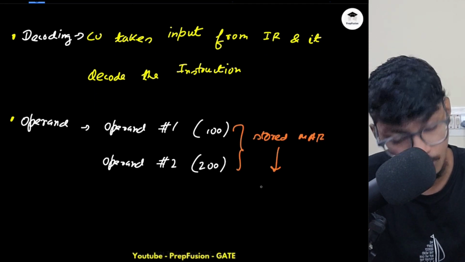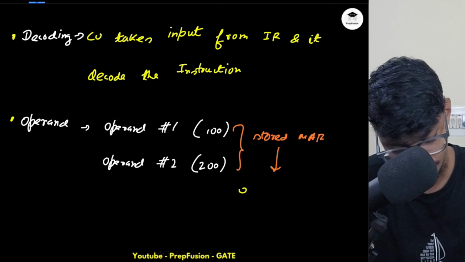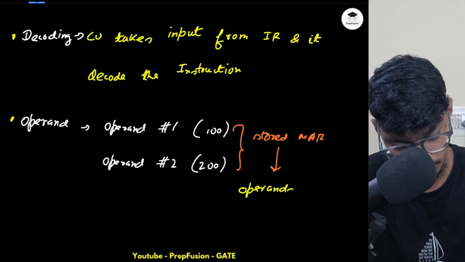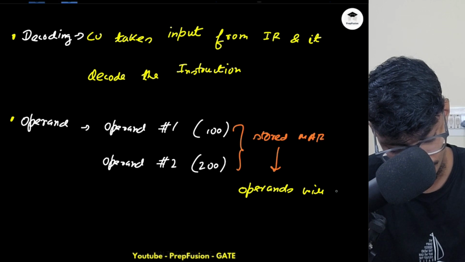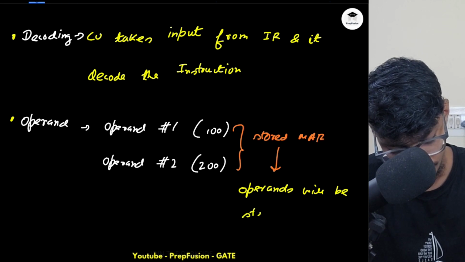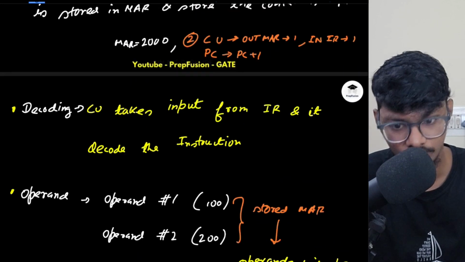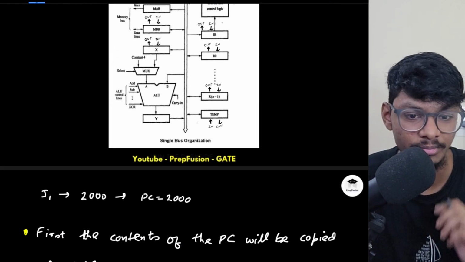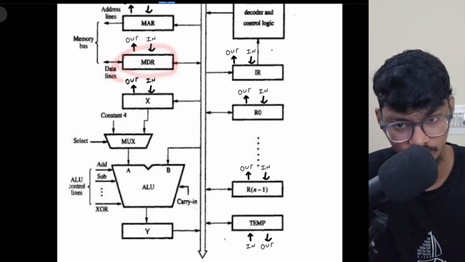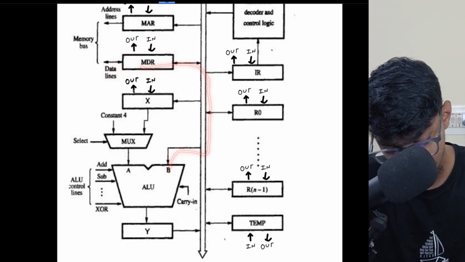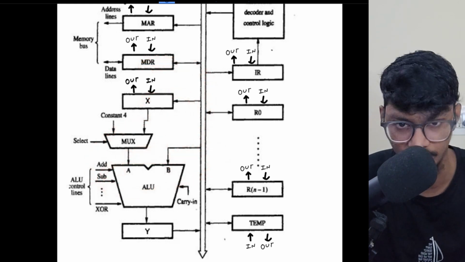Then again I will go to this location, and the operands will be stored in the memory data register. Why? Because the CPU, as I told you previously, obviously doesn't trust everyone. So there will be a memory data register where it will be stored. Then from the memory data register, the ALU will take inputs. The ALU doesn't take inputs directly.